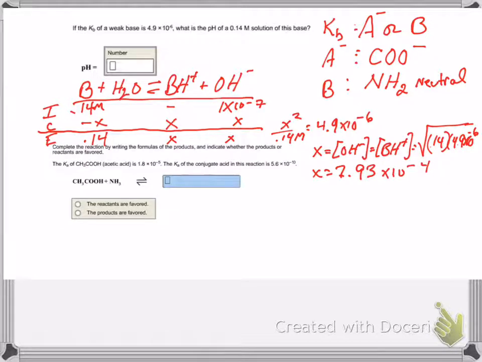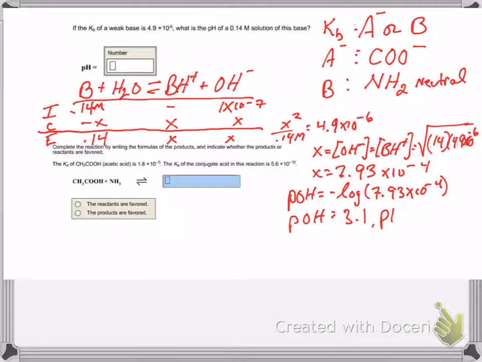So we have the concentration of hydroxide. The question asks for pH. There's a couple different ways to do it, but what I like to do is take the negative log of this number to get pOH, and then just subtract that value from 14 and get pH. So pOH is minus log here, and so it's 3.1. So pH would be 14 minus 3.1, which is 10.9, which is indeed a basic solution.